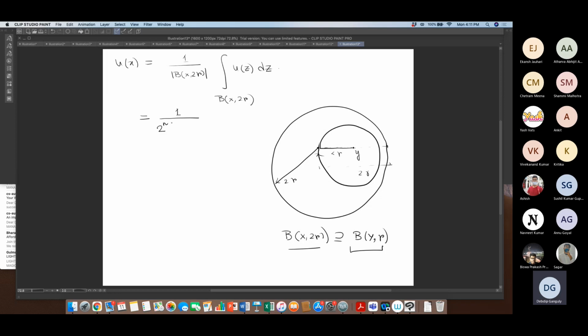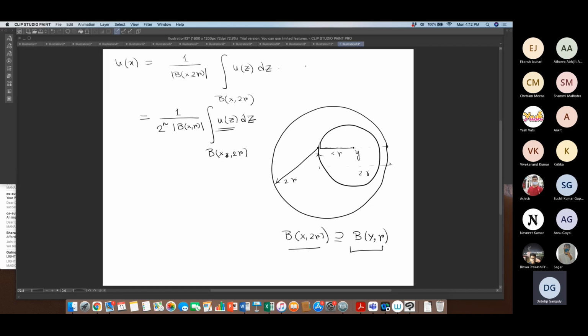So first of all, I do this. Measure of B(x, 2r) is equal to 2 to the power n times measure of B(x, r). Is that true? Yes or no? Yes. So this integral is over B(x, 2r), u(z) dz.